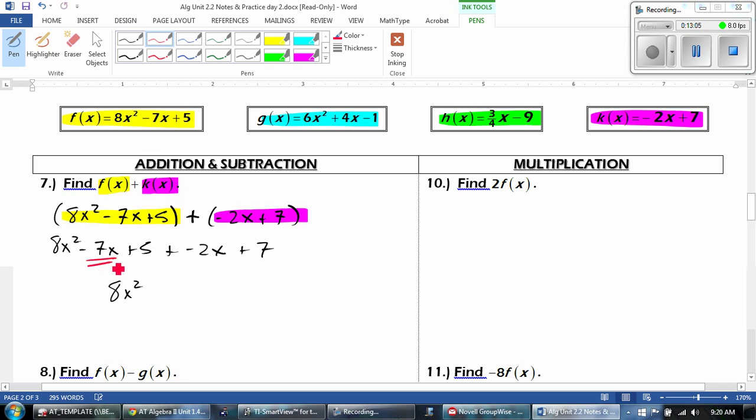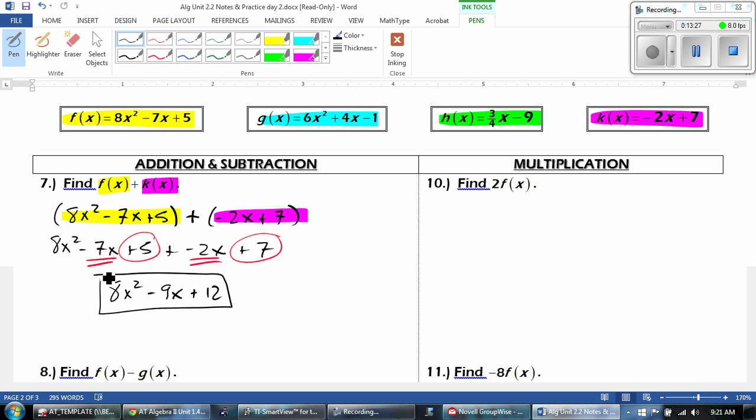Now my x is negative 7x minus 2. Negative 7 minus 2 is negative 9x. And then I have 5 plus 7, which gives me an answer of 12. So when I combine those together, I get 8x squared minus 9x plus 12.